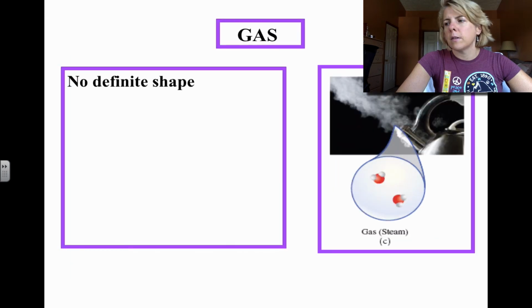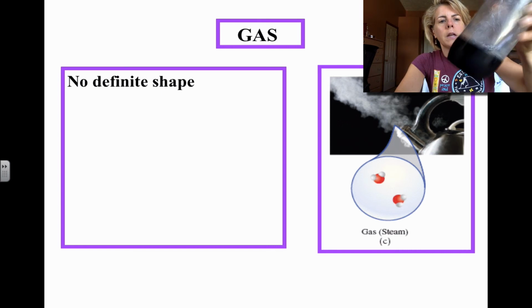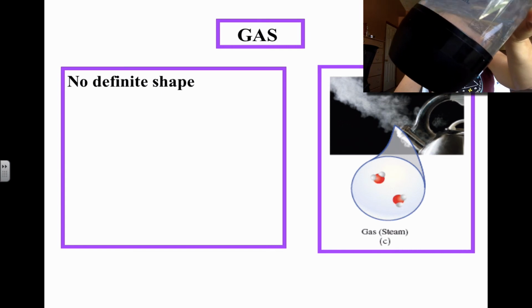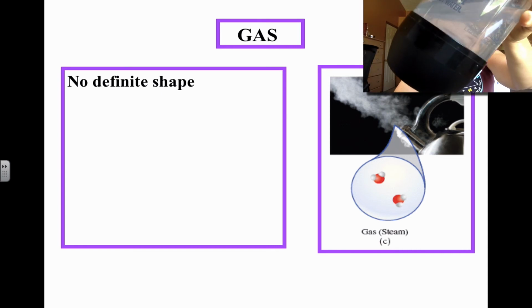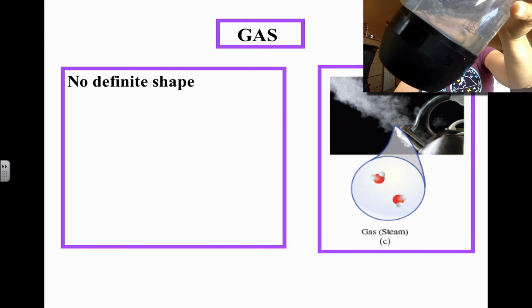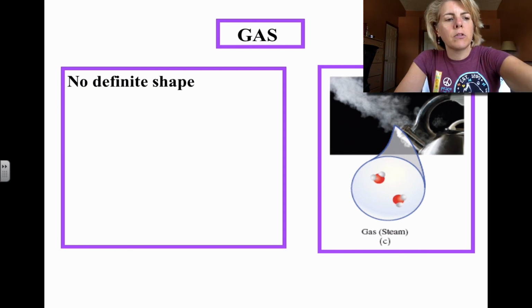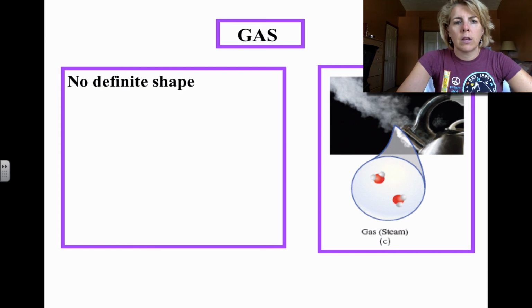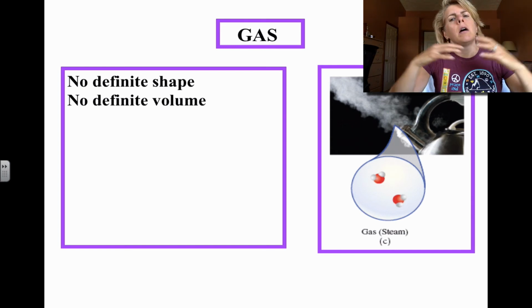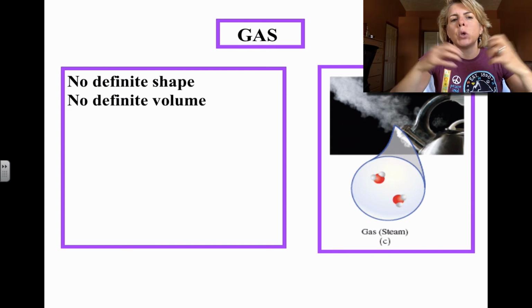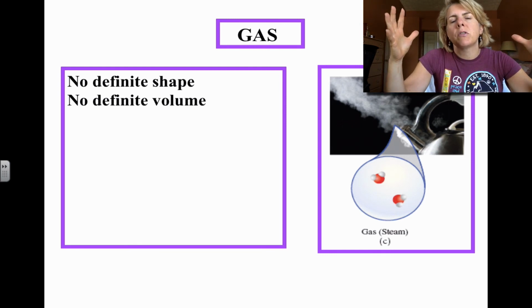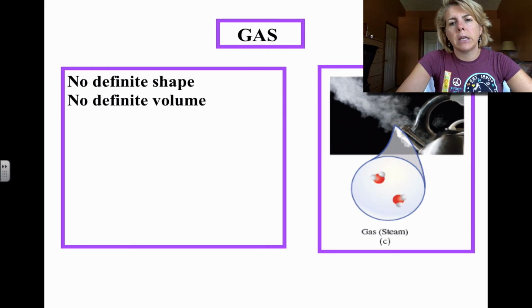Okay, so gases. I know this is not a great representation, but when I shake up this bottle full of fizzy water, I'm essentially causing the gas to expand and come out of the liquid. There's no definite shape, there's no definite volume. When I'm blowing up a balloon, the air that I'm putting in the balloon will take up as much space as it can possibly.